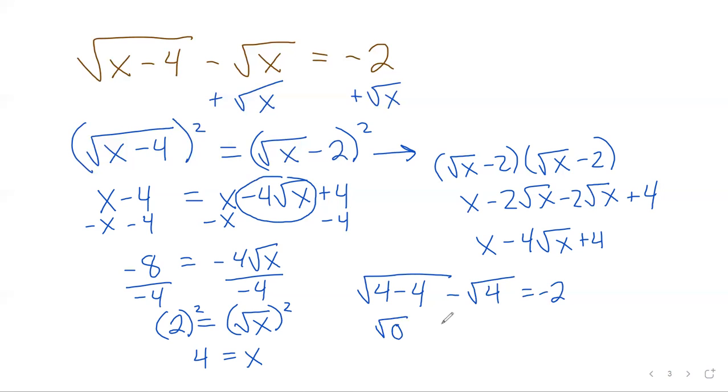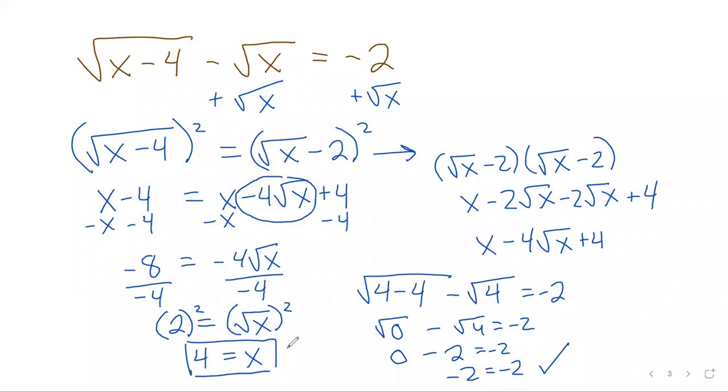Okay, root of 0 minus root of 4 equals -2. Okay, that's 0 minus 2 equals -2. And yeah, -2 does in fact equal -2. That works. And so x equals 4 is a valid solution.